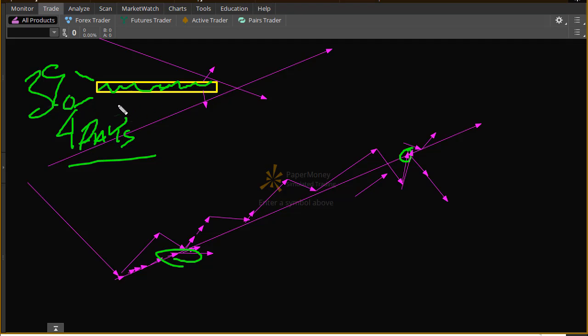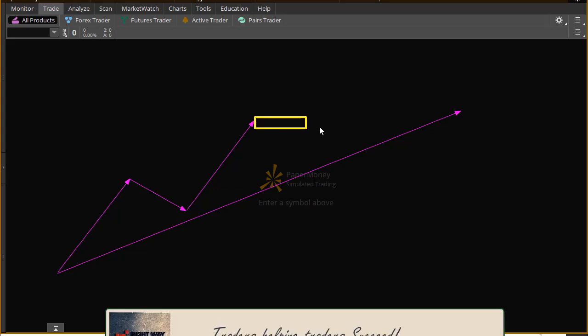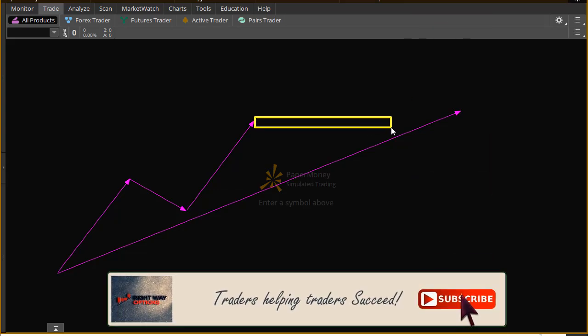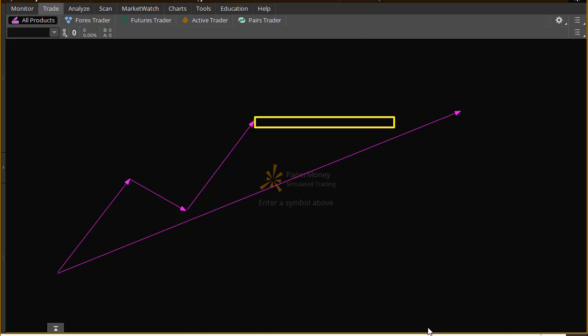Oftentimes, when we come across those stocks that are in that tight consolidation, we just blow right on past them. We don't pay attention to that because it's boring, it's not moving, it's not doing anything. But let me explain why this is one of my favorite patterns to trade. So if I have this nice trend, and within that trend, that stock has been moving up, pulling back, moving up, and then does this nice consolidation in here. Okay. This is an easy pattern to really make the trade come to you.